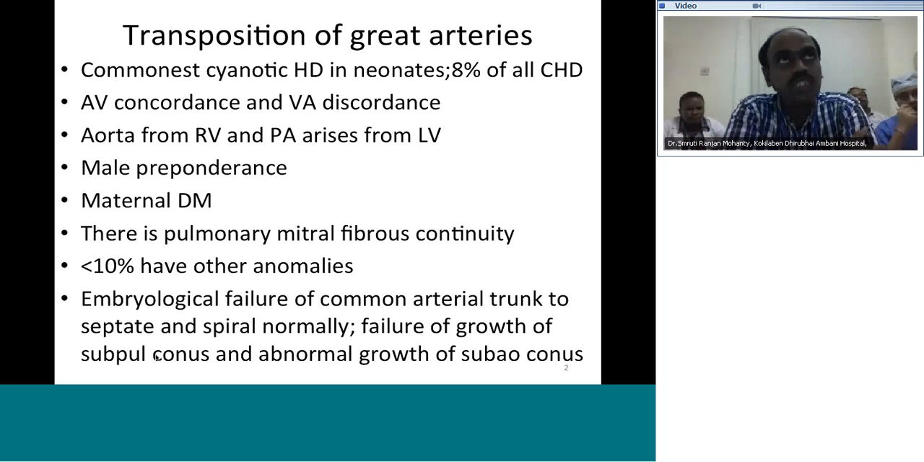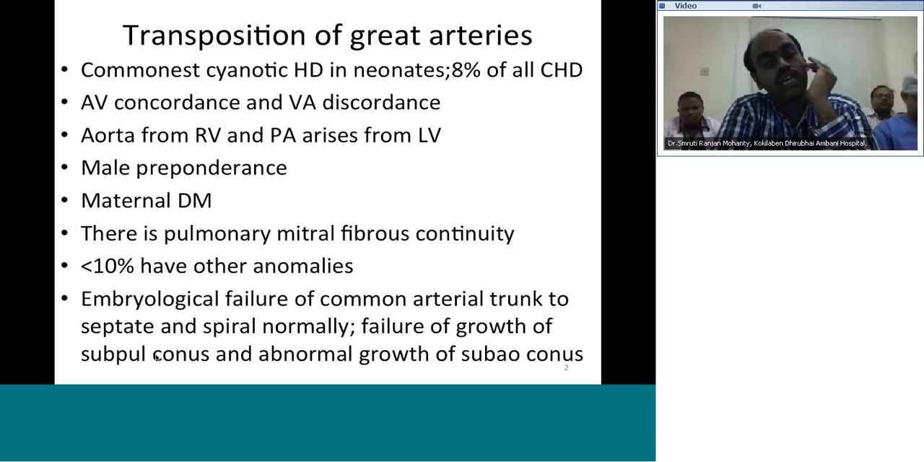Transposition is the commonest cyanotic heart disease in a neonate. The commonest cyanotic heart disease in the entire population will be tetralogy of Fallot. But when it comes to presentation in the neonate, the commonest heart disease is transposition. It accounts for about 8% of all congenital heart disease.